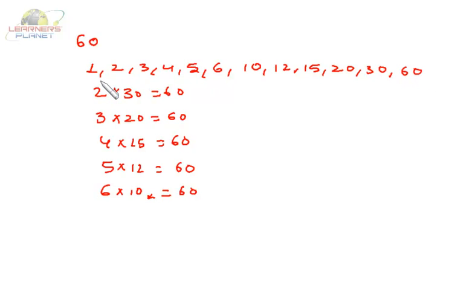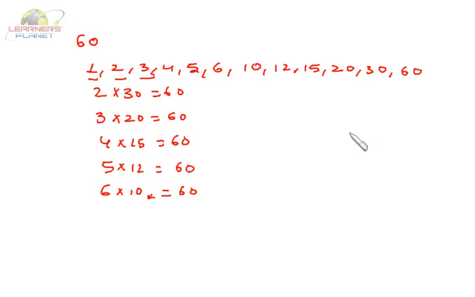So if you are asked about the first 3 factors, you will write down 1, 2 and 3. And if you are asked the first 4 factors, then 1, 2, 3, 4 will be there. If you are asked about the first 5 factors, then 1, 2, 3, 4, 5 will be there. Okay, let's do 1 or 2 more problems.